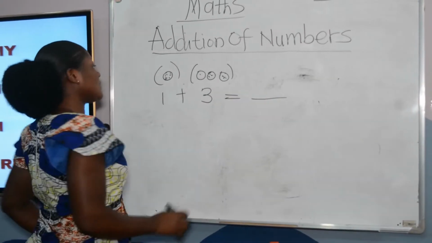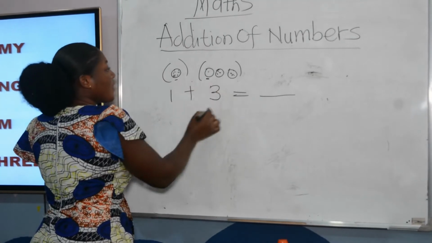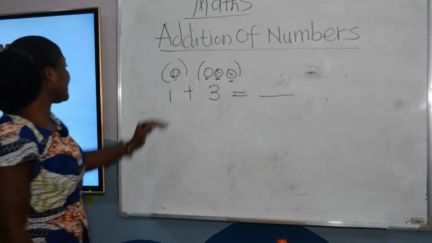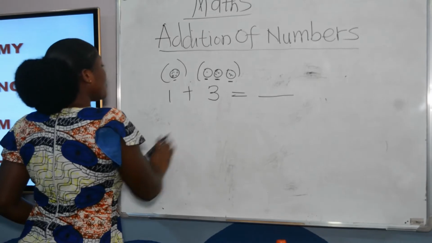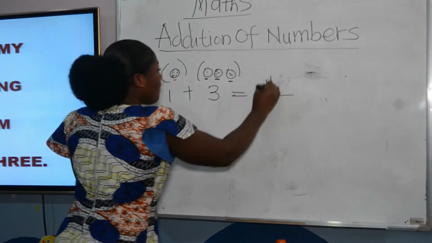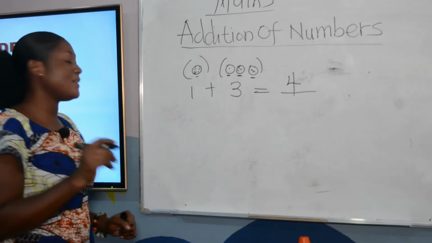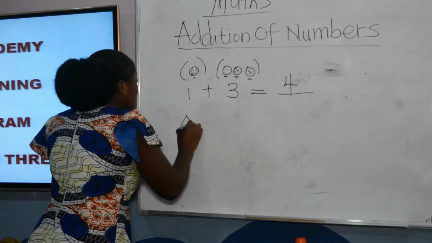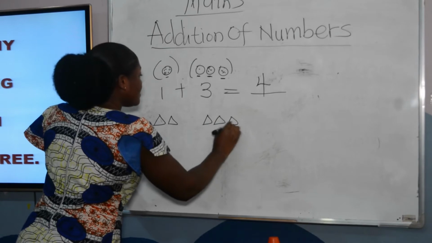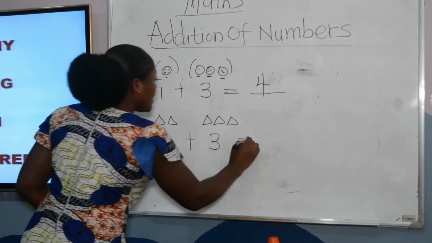Okay, so guys, let's count it. One, two, three, and four. Very good. This is one and this is three. So when you put one plus three, the result will give you four. Very good, guys. I hope you are doing it at home. Now let's try our hands on another one. I have two triangles, another three triangles. So here I have two plus three equals.